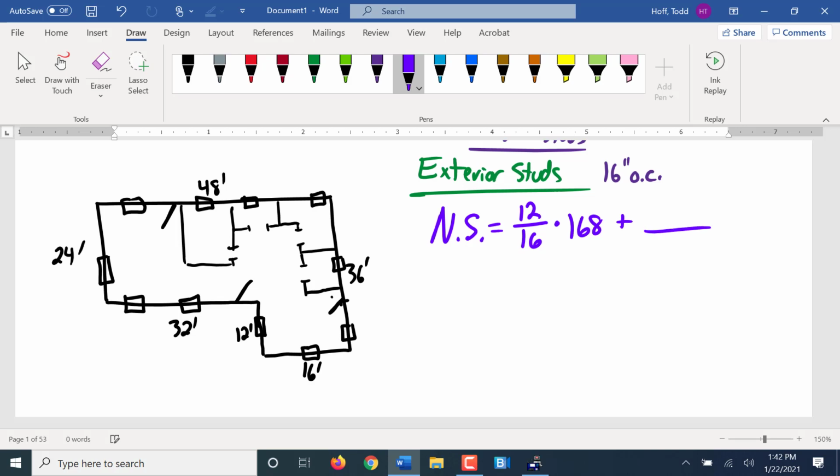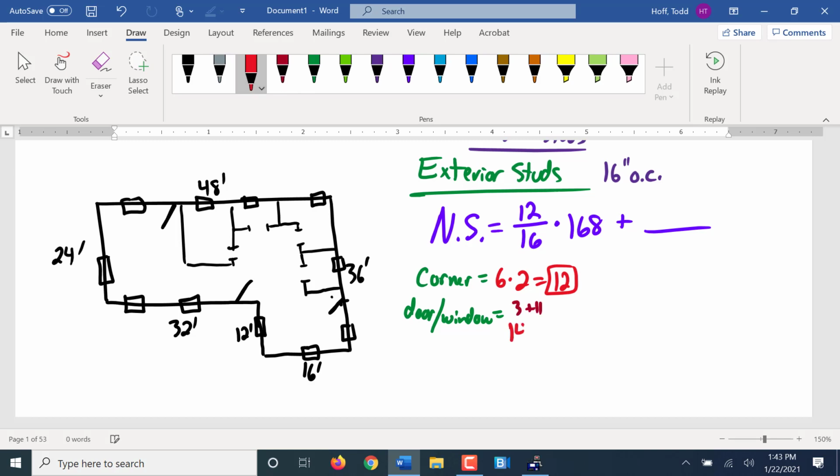So let's figure out what we have to add on here. What are the things that we have to add for? Corners. How many do we add for each corner? 2 for each corner, 6 corners, so 6 times 2 is 12, correct. What else do we add for? Doors and windows. 3 and 11, does that look right to everybody? So how many per each? Times 2 gives us 28.